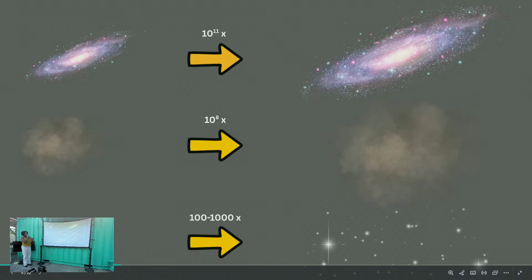So in terms of size, right? Let's say this is the Milky Way, a submillimeter galaxy is going to be 10 to the 11 times bigger than that. And then in terms of the dust that you also cannot see, it's going to be 10 to the 8 times more dusty than our galaxy. And then as for stars, it's going to have 100 to 1,000 times more stars in its galaxy, or at least form that much more within a year.